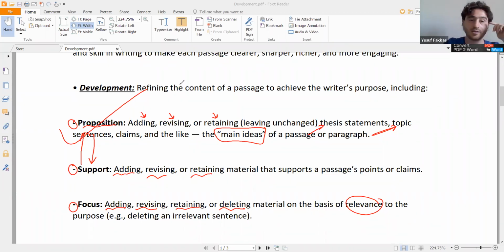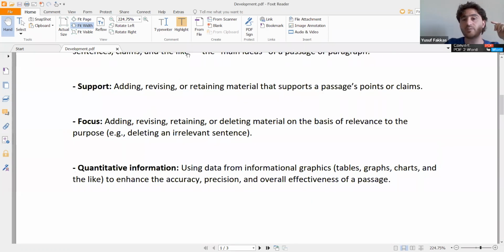Okay. The last point that we have in development is about the graphics, quantitative information. So here they will again give us a graph, a table, a chart that contains data that supports what's mentioned in the passage. Of course, they need to mention the same data in the graph. They will mention it again in the passage, but maybe they mention it in a wrong way. They change the numbers, they make it inaccurate, and so on. And the sentence, of course, is underlined, and they tell you, is this sentence correct according to the graph?